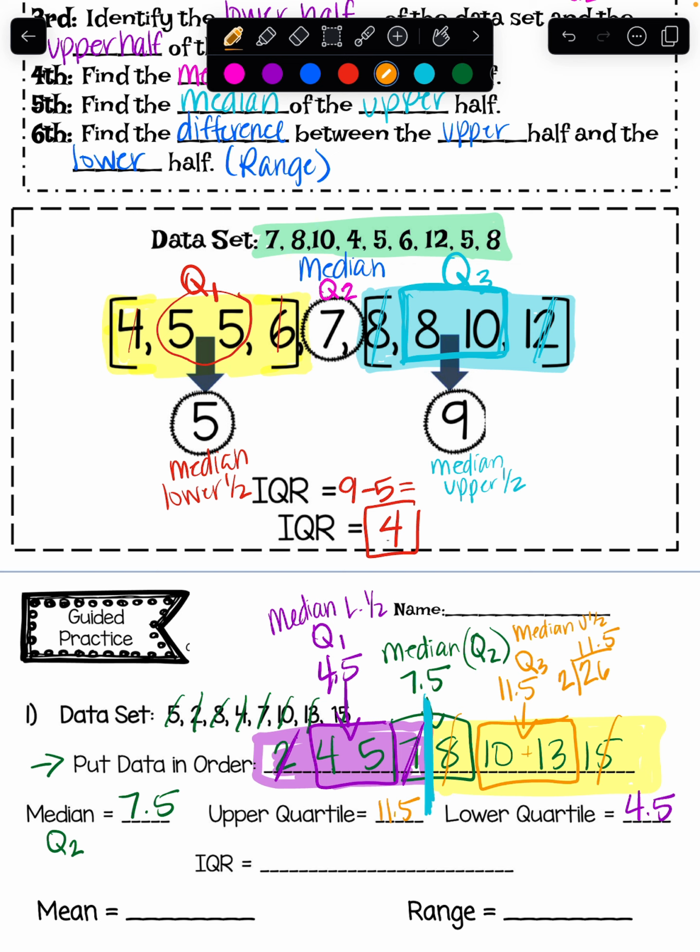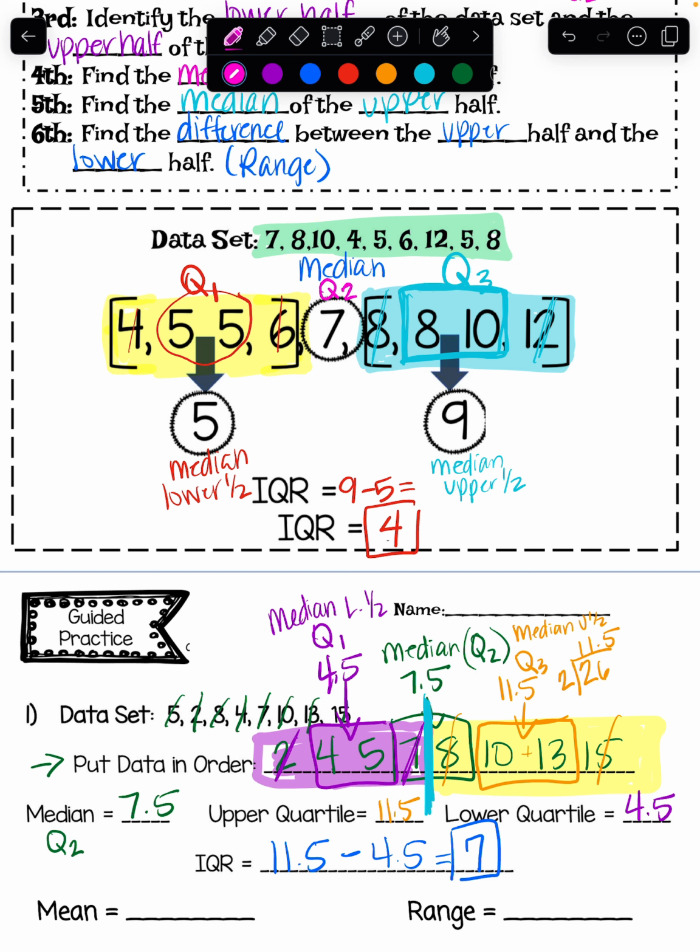So now step 6 tells me that I need to find the difference between the upper quartile, which is 11.5, and the lower quartile, which is 4.5. And difference means subtract. So we're going to subtract 4.5 from 11.5, and that's going to leave me with 7. So my interquartile range is 7.